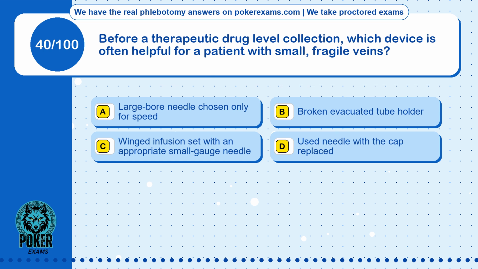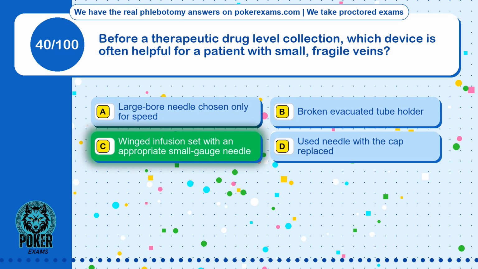Question 40. Before a therapeutic drug level collection, which device is often helpful for a patient with small, fragile veins? Option A. Large bore needle chosen only for speed. Option B. Broken evacuated tube holder. Option C. Winged infusion set with an appropriate small gauge needle. Option D. Used needle with the cap replaced.